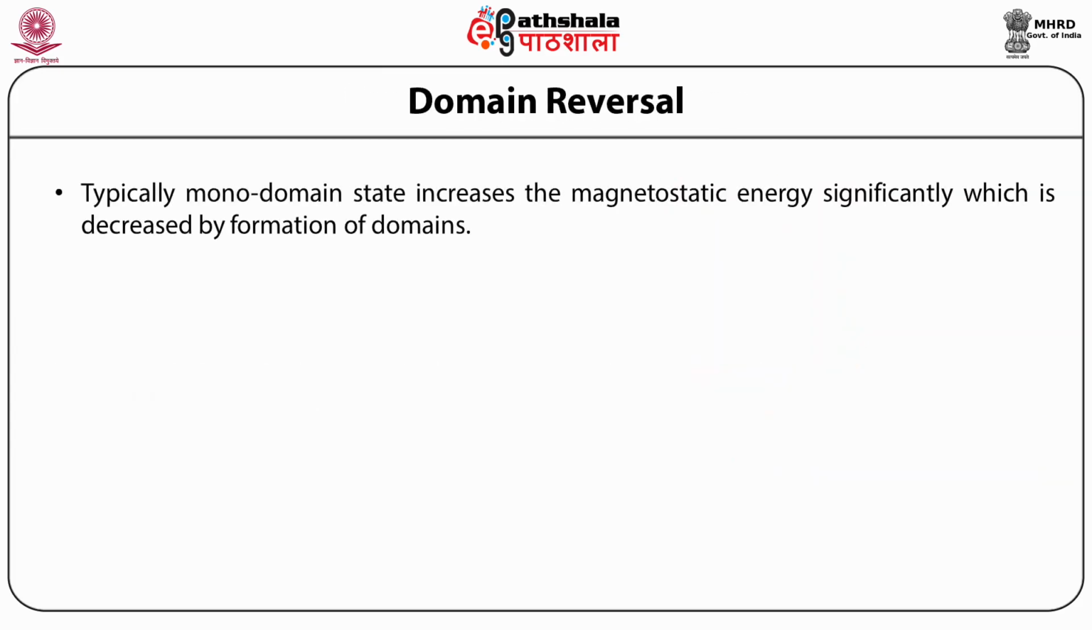Typically, the monodomain state increases the magnetostatic energy significantly, which is decreased by the formation of domains. Although the existence of a multi-domain state also requires a surface energy, the phenomenon is energetically stable.